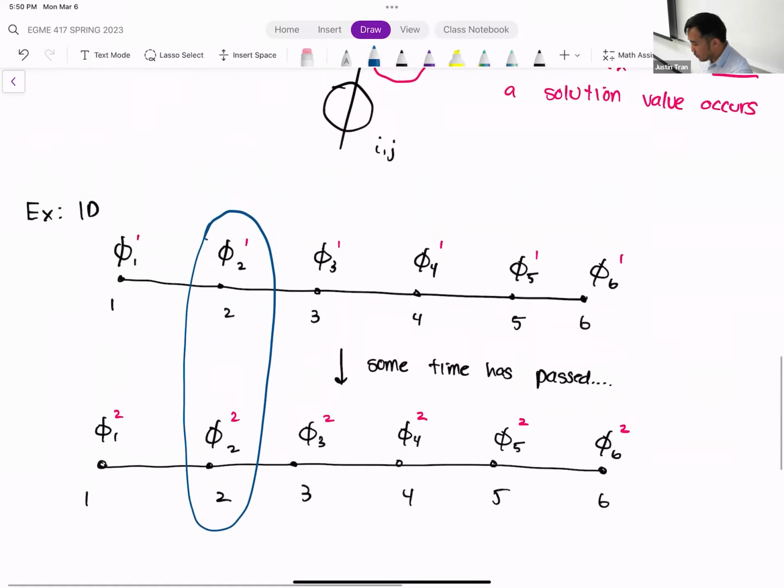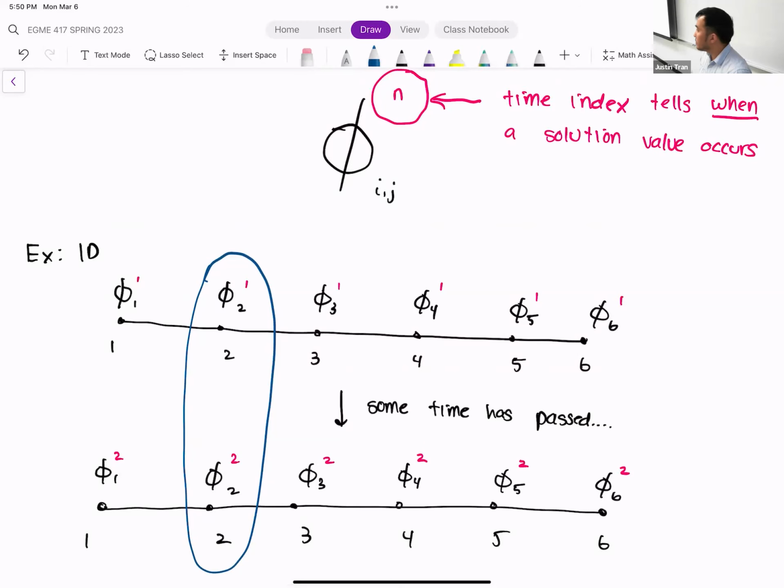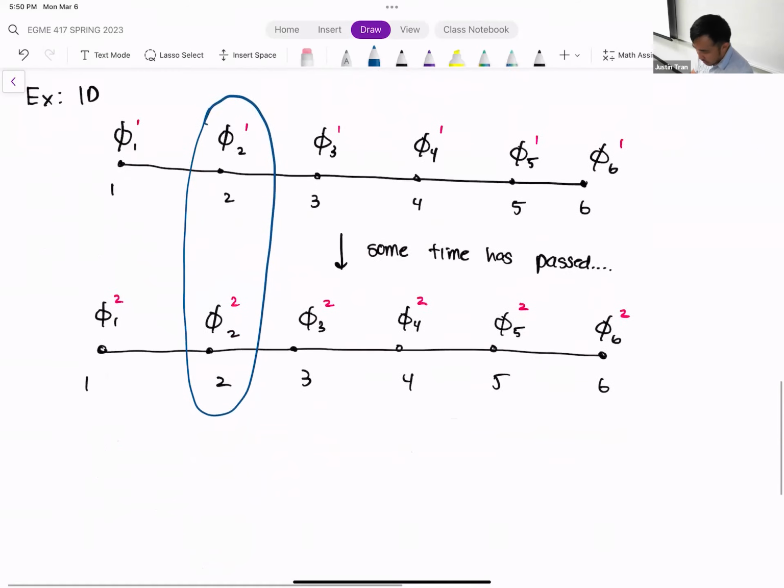Any questions on the notation? Okay, all right.